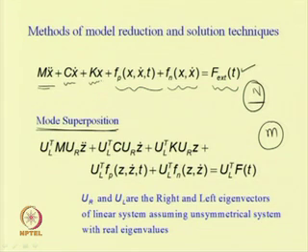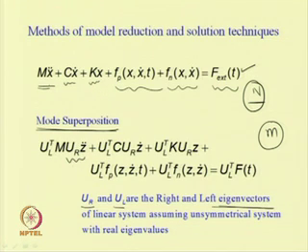So one can find the eigenvalues. If the matrices are unsymmetrical, one can find the left and right eigenvalues and eigenvectors of the system. After finding these left and right eigenvectors, one can use them in this equation, taking x equal to U_r z and substituting in this equation.